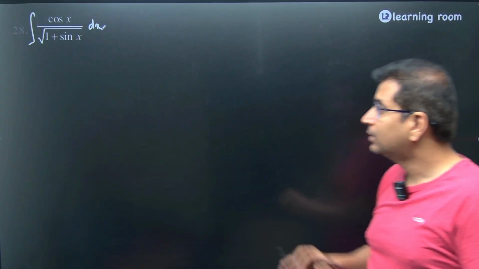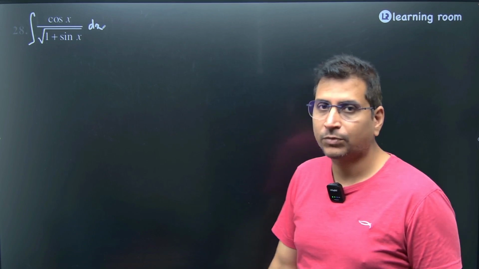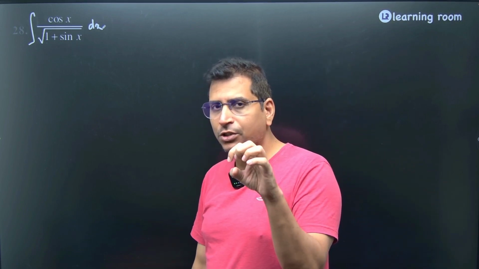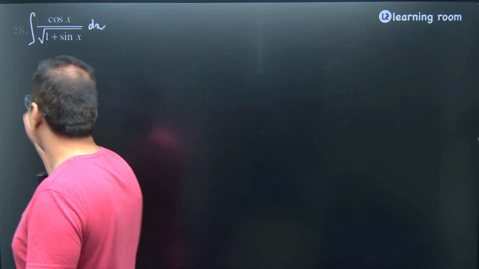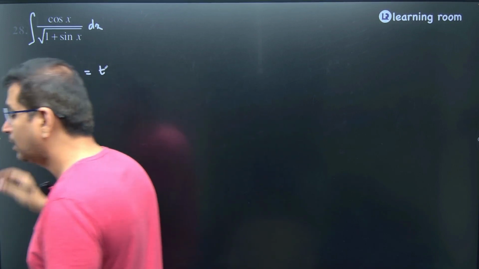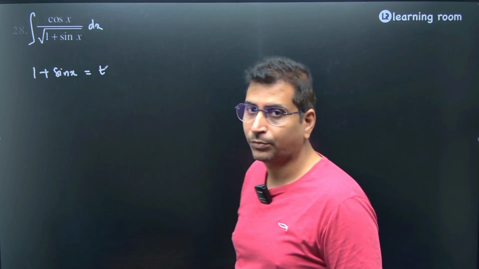So the 28th question is the integral of cos x divided by root of 1 plus sin x times dx, right? So again, you have a square root and a function inside it. Obviously, that should be taken as t. So 1 plus sin x in this case is taken as t. And one more thing is also matching actually. For 1 plus sin x, the derivative of it is cos x, right?